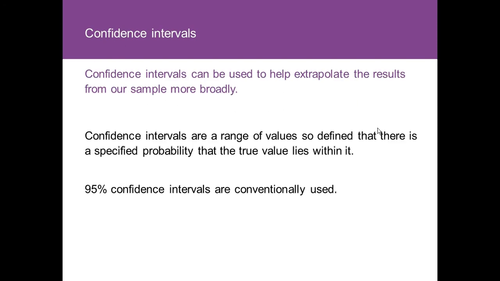So what do I need to do? I need to think about confidence intervals. Confidence intervals can be used to help extrapolate the results from our sample more broadly. Confidence intervals are a range of values that are so defined that there is a specified probability that the true value lies within it. Conventionally, we use 95% confidence intervals. So we are 95% confident that the true value lies somewhere within this range.